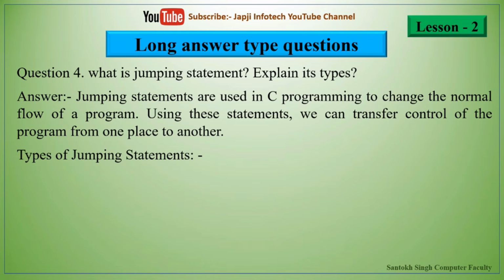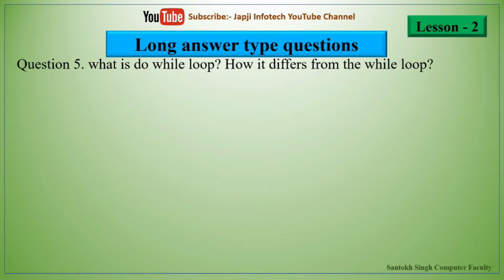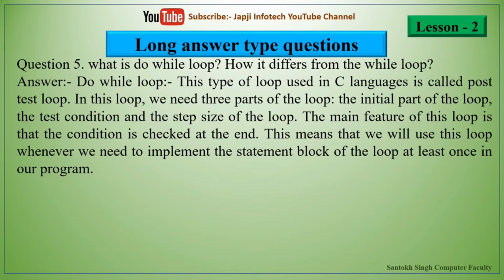So the types of jumping statement are: the first one is the break statement, the second one is the continue statement, and the third one is the goto statement. So our fifth question is, what is a do while loop? How does it differ from the while loop? First of all, we will learn about the do while loop.